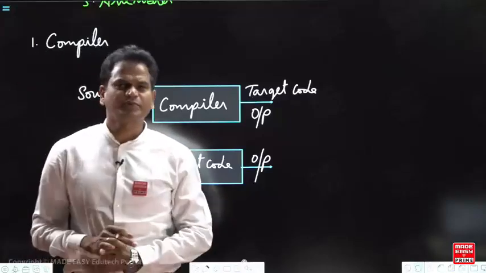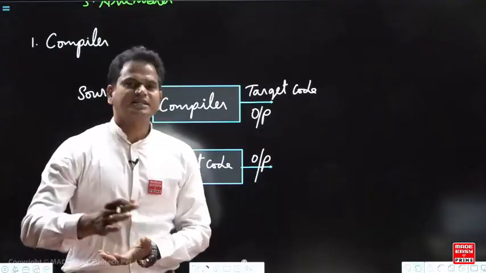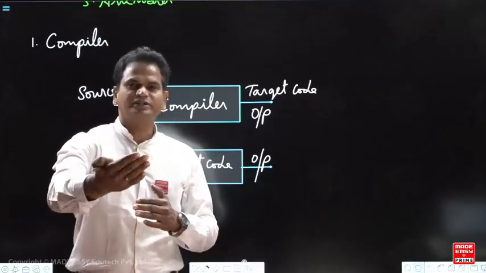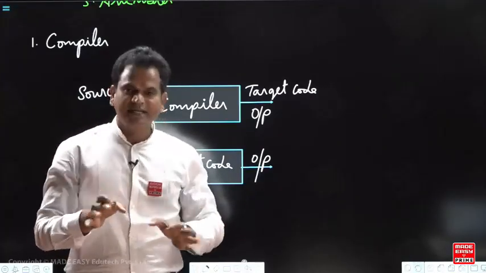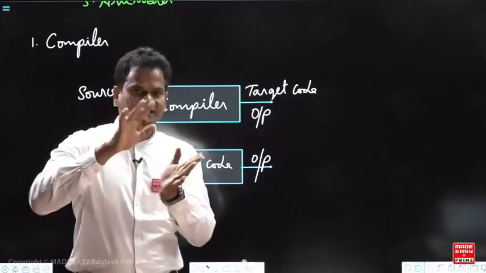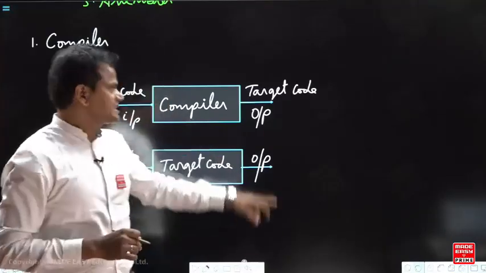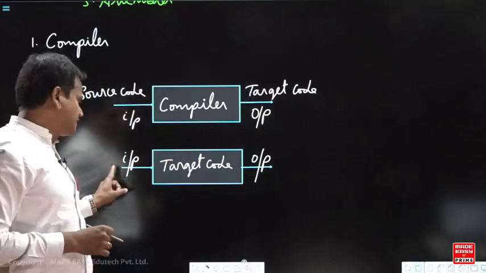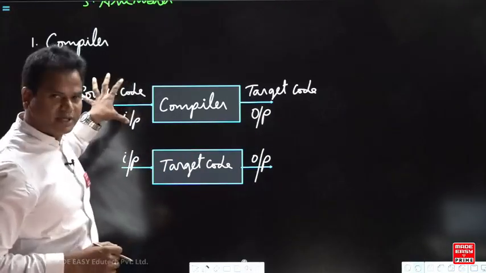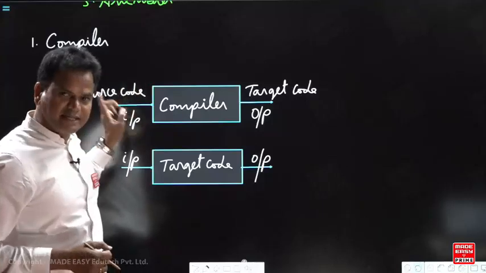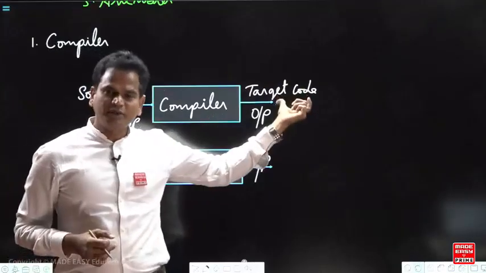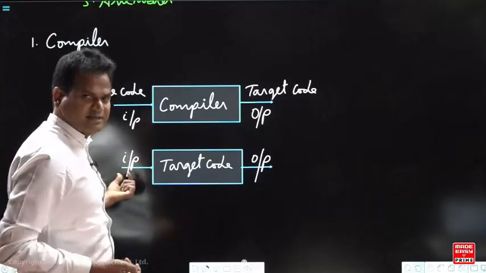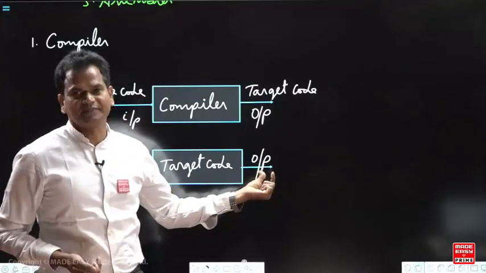Suppose you wrote a C program for multiplication of two numbers. First you complete the program, and once you compile it, if there are no errors, finally you will get the executable code. That executable code is the target code. For that executable code, you are giving the inputs. The source program you wrote is the input for the compiler, and the output is the executable code. For that executable code, you give inputs, say 2 and 3, then the output will be 6.